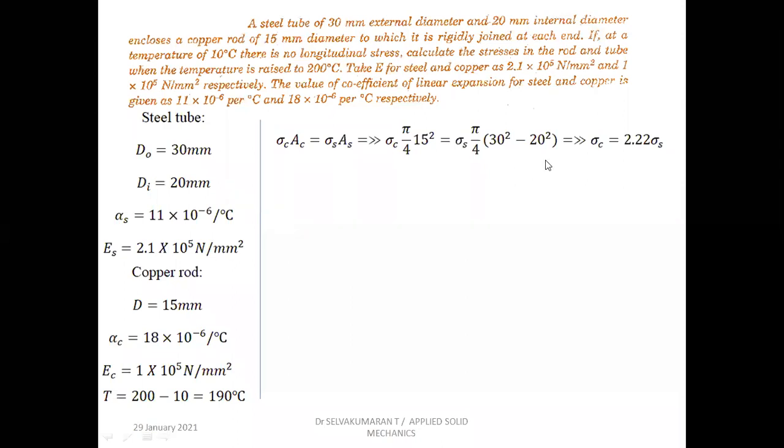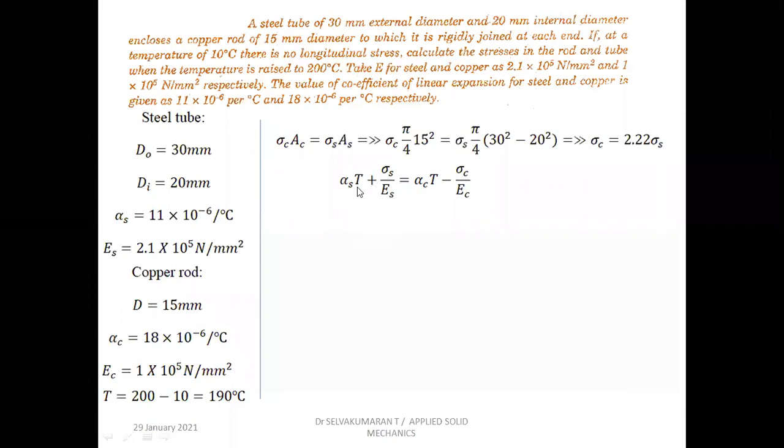If you simplify this, you will get sigma C is equal to 2.22 sigma S. And we know that alpha S T plus sigma S by E S is equal to alpha C T minus sigma C by E C, another relation for thermal stresses in composite bars. Plus goes for steel and minus goes for copper, because copper has a higher alpha compared to steel, so copper will be subjected to compression. The other one takes plus: compression for copper and tension for steel.